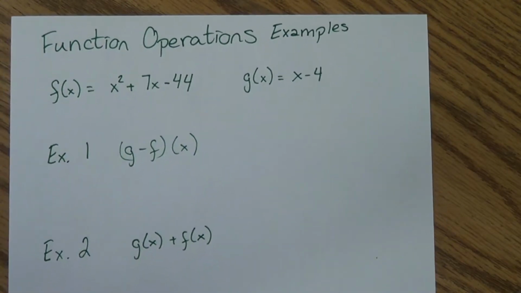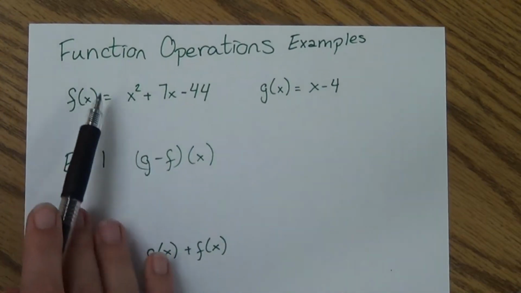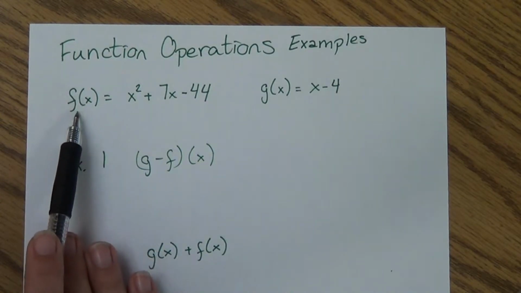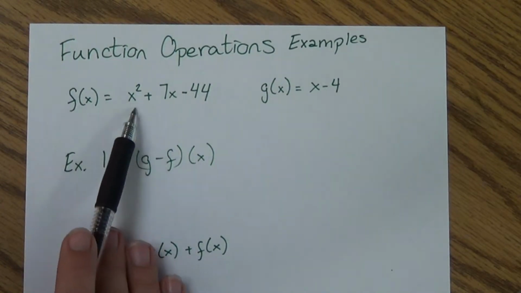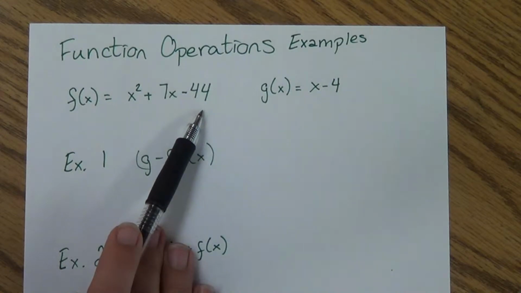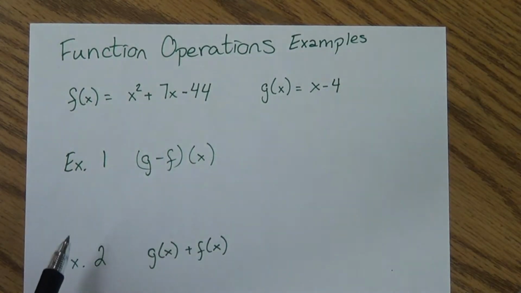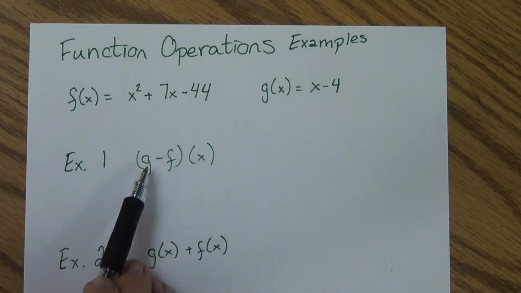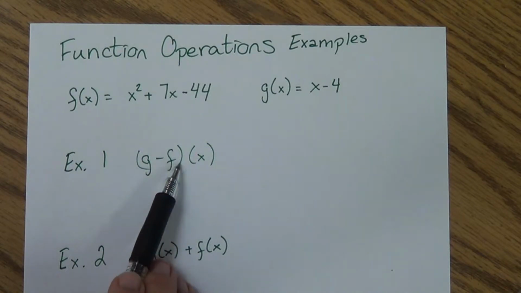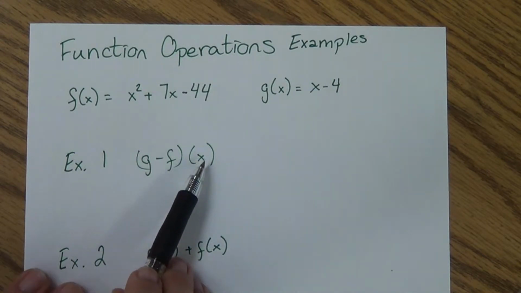So let's do some examples. Basically, you would have to be given two functions. So in this case, I've given you the function f of x equals x squared plus 7x minus 44, and I've given you the function g of x equals x minus 4. So then basically you're just going to do the operation that they asked you to do. So this is asking us to do g minus f of x.